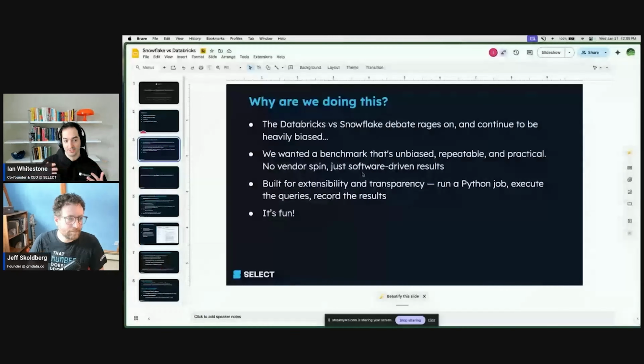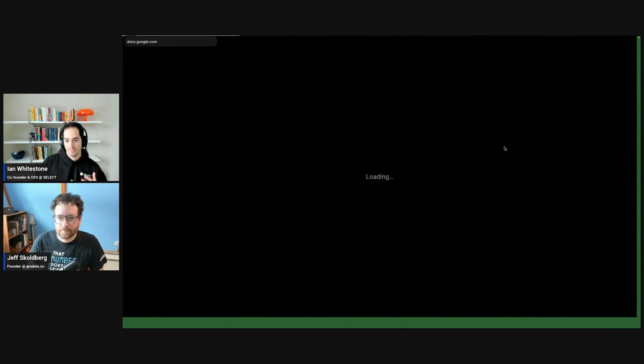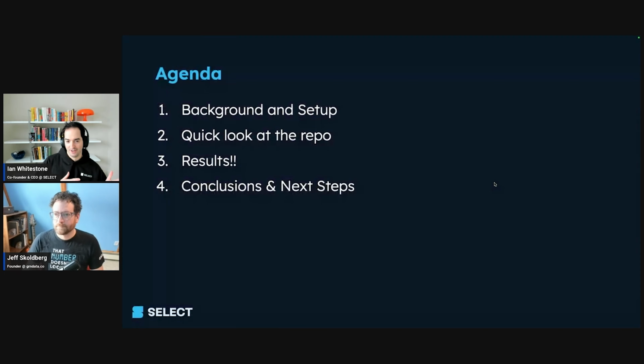This was a really fun project to work on. We did want to make it repeatable for everyone, so there's going to be a public GitHub repo. To set a quick agenda, as Jeff mentioned, we really focused on coming up with a repeatable experiment. So, we're going to start with a very quick overview of why we're doing this just to set the stage, but then talk a lot about how we actually went and set up these representative data sets and the different scenarios we ran.